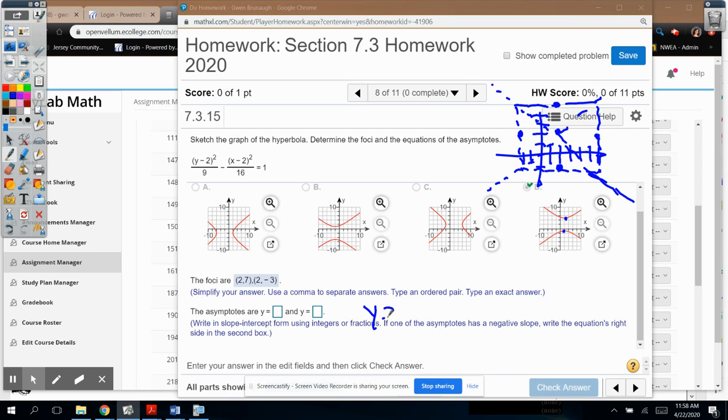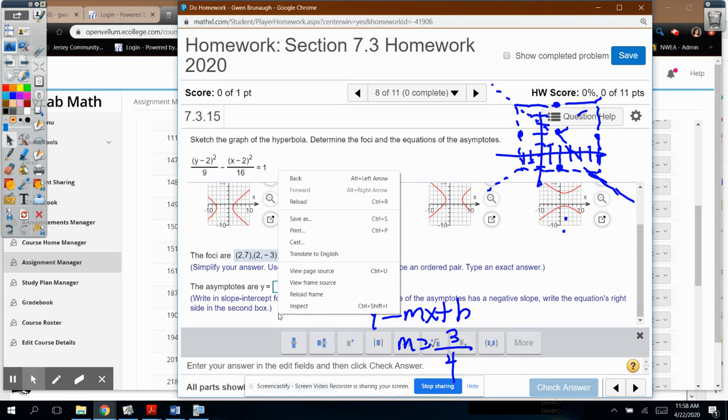I'm going to do mx plus b. Let's look at this positive sloped one first. The slope is rise over run. I rose in this y direction. I rose 3 and I ran 4. That's from the center to the top of the box to the corner. So my slope is definitely 3/4.